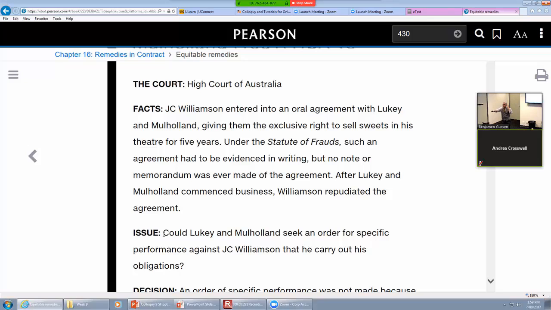Okay, is that then an issue here? Yes. So you want to ask yourself, what is going to be the effect of this defect in this contract? The fact that it doesn't meet the requirements of the statute of frauds. Is it going to become void? Is it going to become voidable? Unenforceable? What's going on?